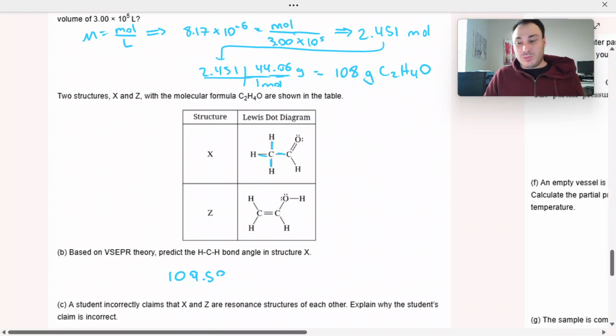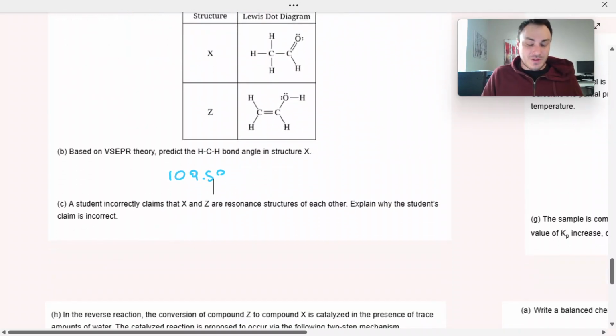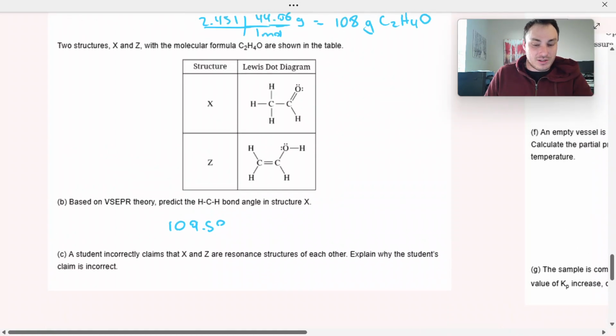We like VSEPR questions because VSEPR questions are pretty straightforward. It's either you know them or you don't, and I hope you know them. 109.5 degrees. A student incorrectly claims that X and Z are resonant structures of each other. Explain why the student's claim is incorrect.